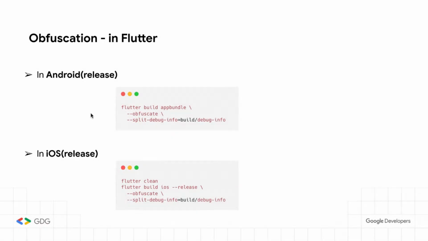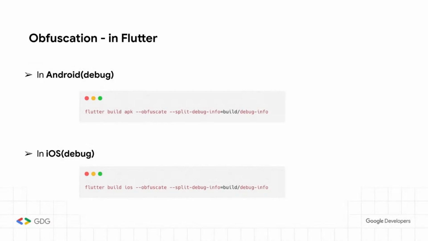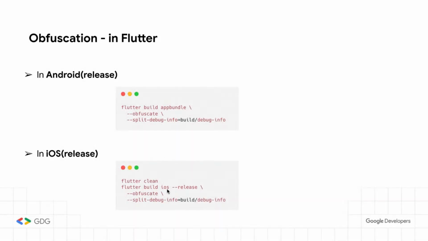So let's see how we can do that in release. Flutter build app bundle, again hyphen hyphen obfuscate and split debug info. And even in the release, the only thing that we're going to replace is from debug. In the debug, we have the debug flag, whereas in iOS, we're going to add the hyphen hyphen release flag, split debug info, build hyphen debug info.